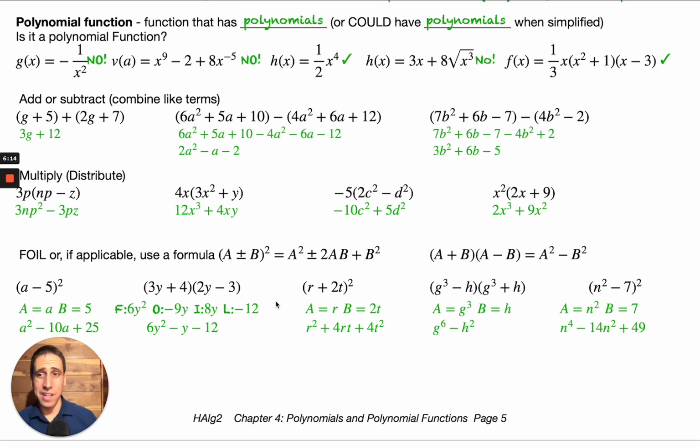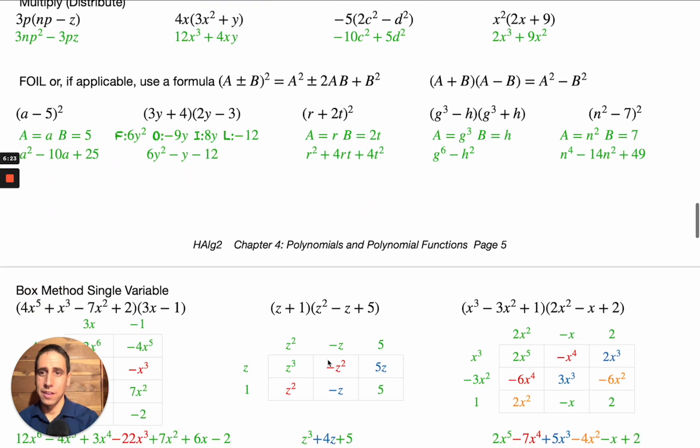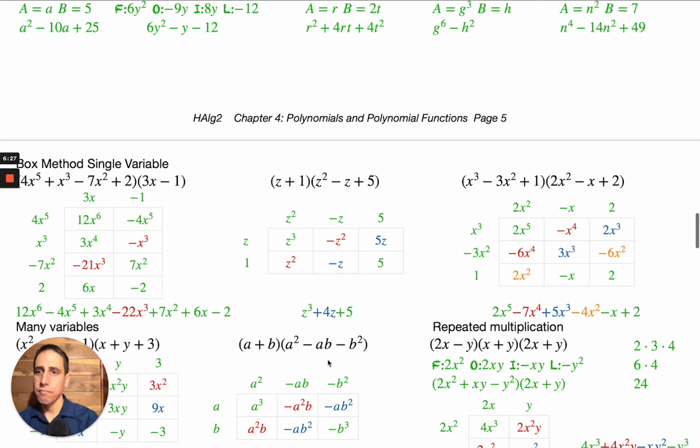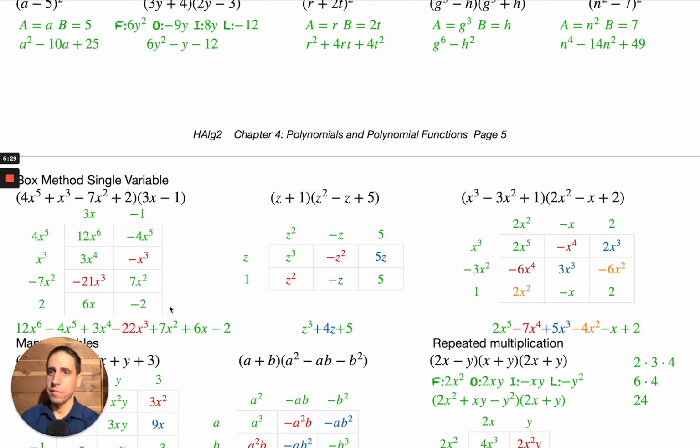But any larger than that, and we have to get really super organized, because there's going to be a lot of terms flying everywhere, and we've got to make sure none of them slip through the cracks. I'm going to introduce something called the box method, and what it looks like. So if you have 1, 2, 3, 4 terms, this is a quadrinomial times a binomial.